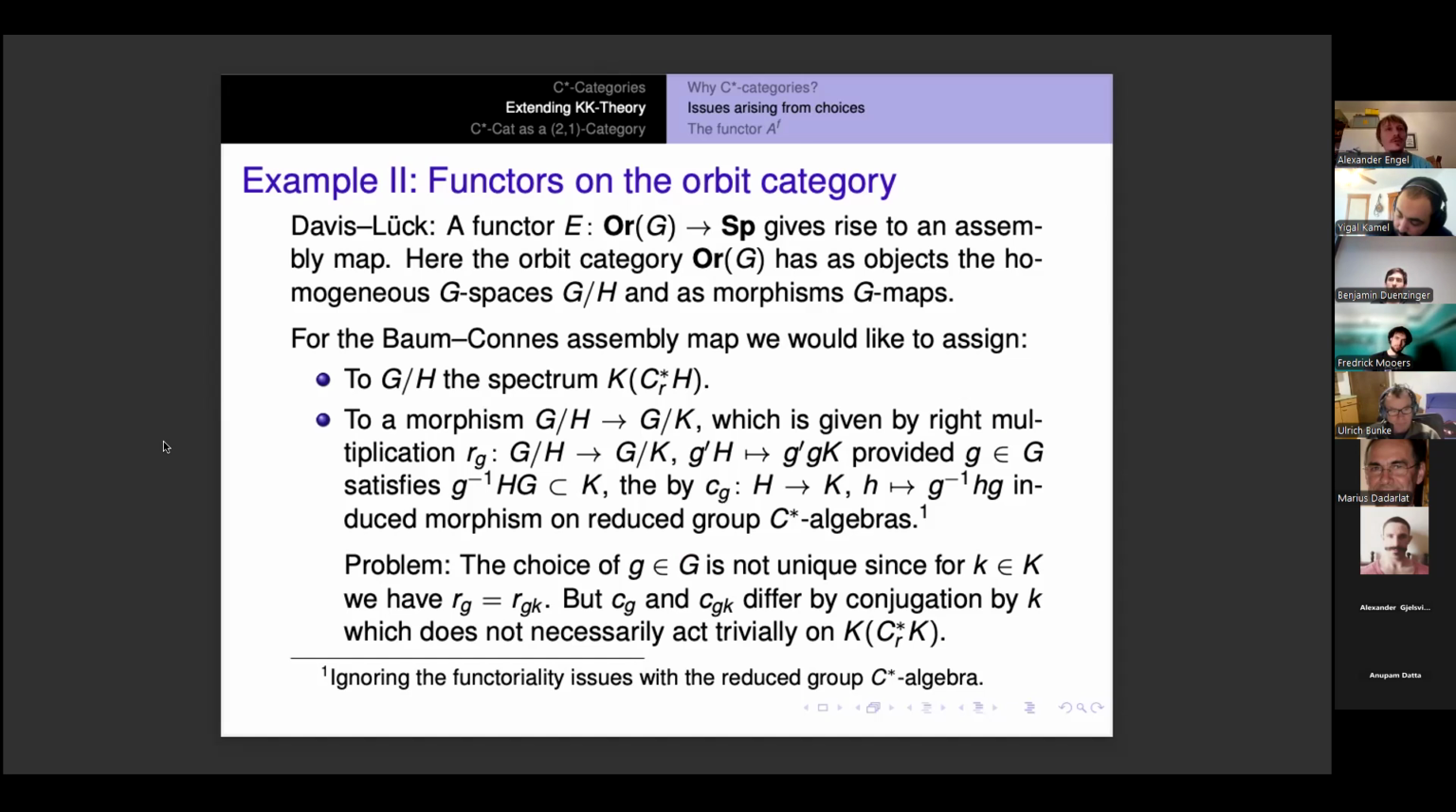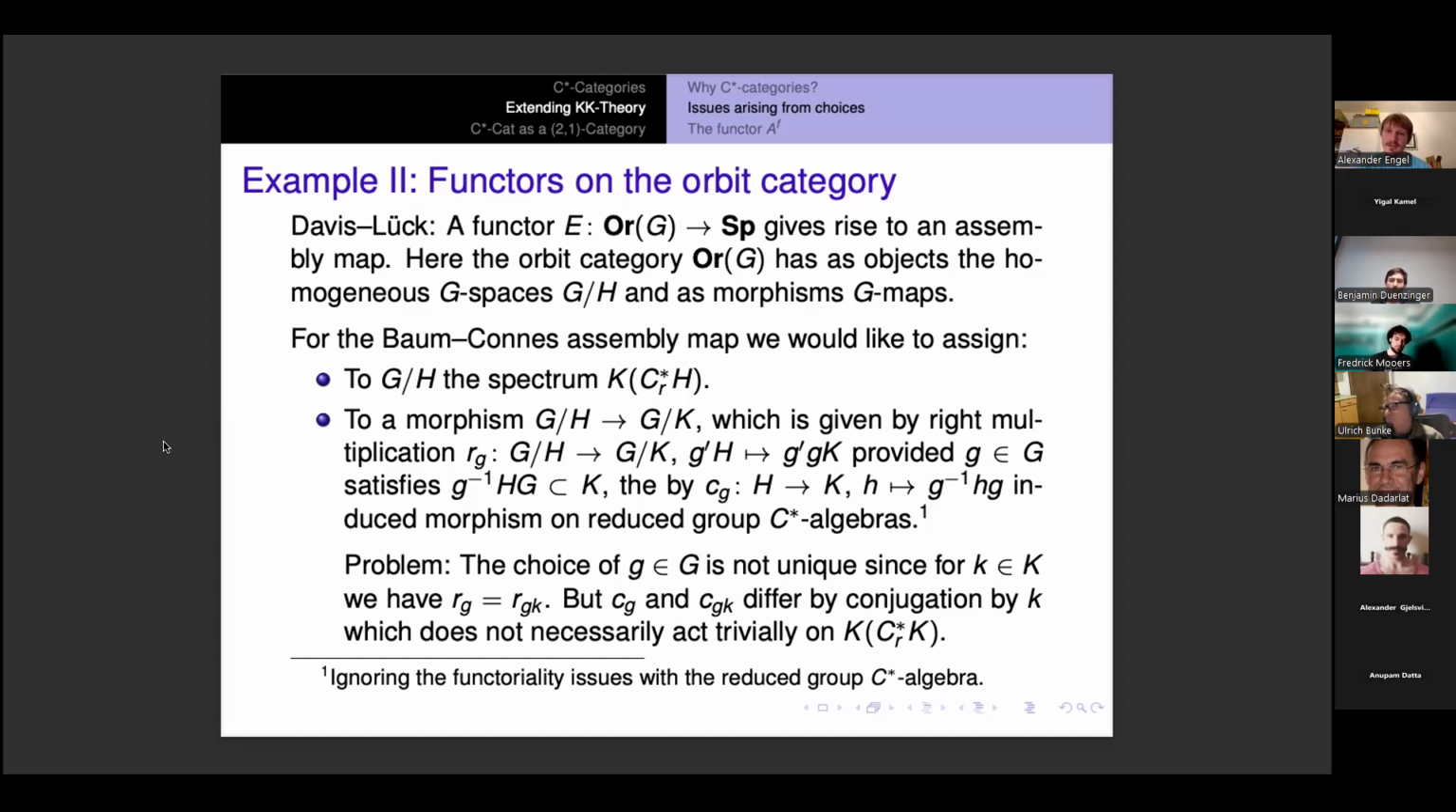Now, if you recall from, for example, Uli's talks here in the workshop, the axiomatic definition of KK theory. The axioms were something like homotopy invariance, stability with respect to tensor with the compact operators, and exactness. Now, none of these axioms talks about conjugation by unitaries, right? None of these axioms talks about unitaries at all. But still, using these axioms, we can show that conjugation by a unitary is an equivalence.